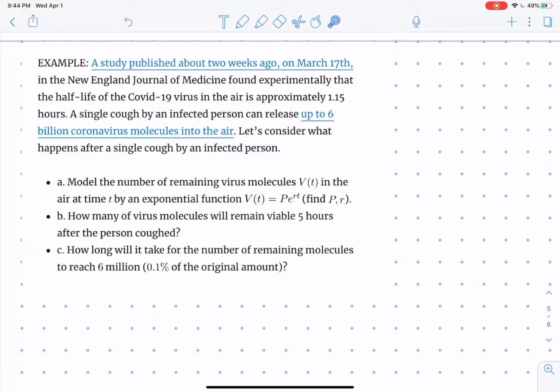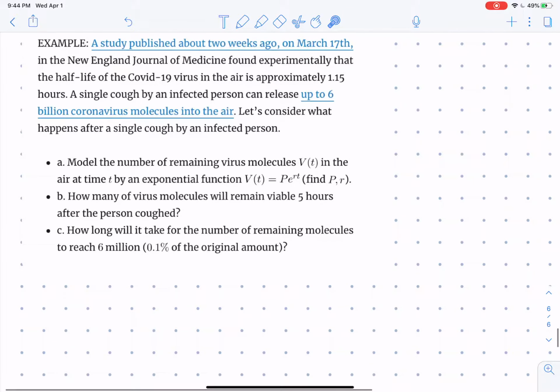And the point with any kind of virus or infectious disease is not that you have to reduce the number of viruses to zero, but that you have to reduce it to some level where it's no longer infectious, where the chances of someone catching it are very low. And I don't have the numbers for what the infectious levels are, but we're just going to proceed with this data. And I discovered through another source that when a person coughs, you can release up to about 6 billion virus molecules into the air with a single cough.